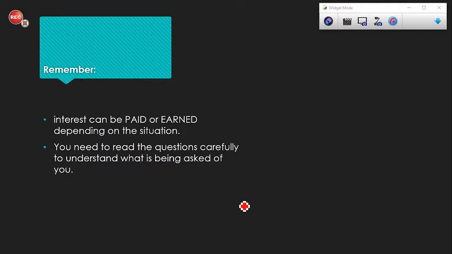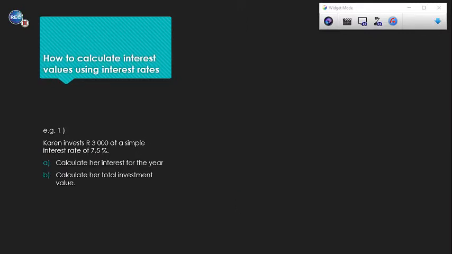Now, remember that interest can be paid or earned depending on the situation. So you'll pay interest when you are borrowing money and you will earn interest when you are investing money. We need to make sure that we read the questions carefully to understand what is being asked of us in this question. So, let's look at some calculations.